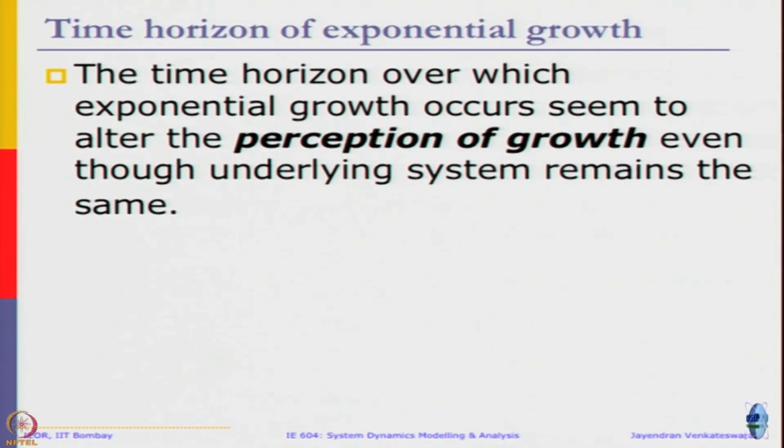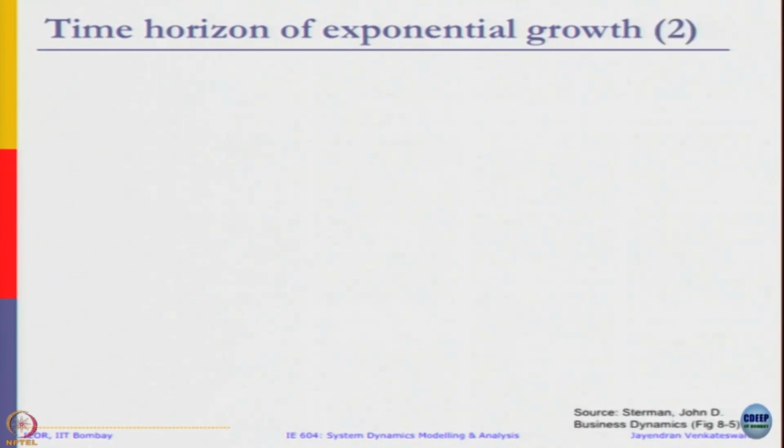Now let's go back and spend some time looking at some graphs. The time horizon over which exponential growth occurs alters the perception of growth, even though the underlying system remains the same. So it depends on how much data we want to look at from the past, or the time series data we are looking at, that alters our perception.